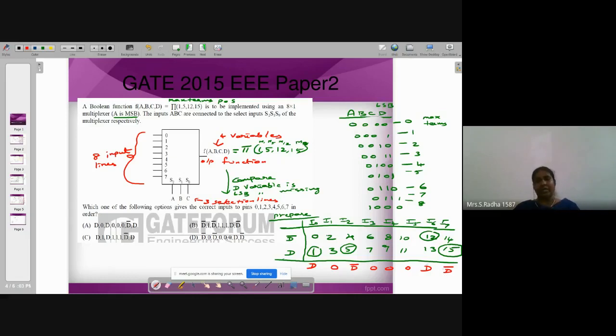The answer that I got is not available in the given options, because from the beginning I am dealing with min terms. All this I have done using min terms, including the preparation of the table. If they have given summation of 1, 5, 12, 15, then the final answer is the one I got on the right side bottom. But they have given max term, so whatever calculations I have done, you have to apply in terms of max term.